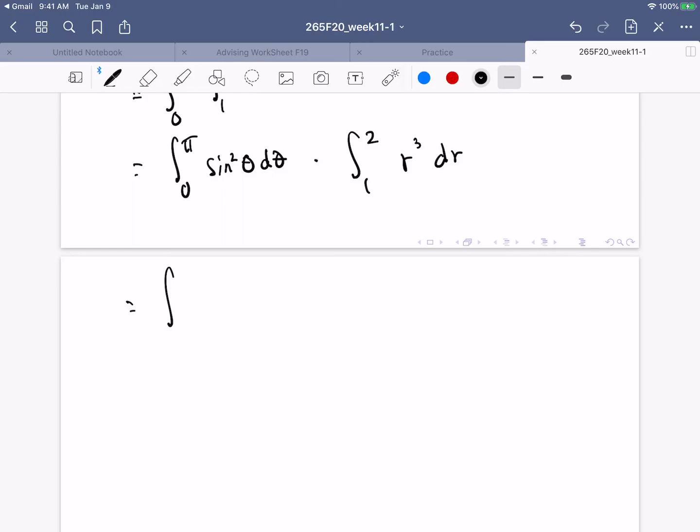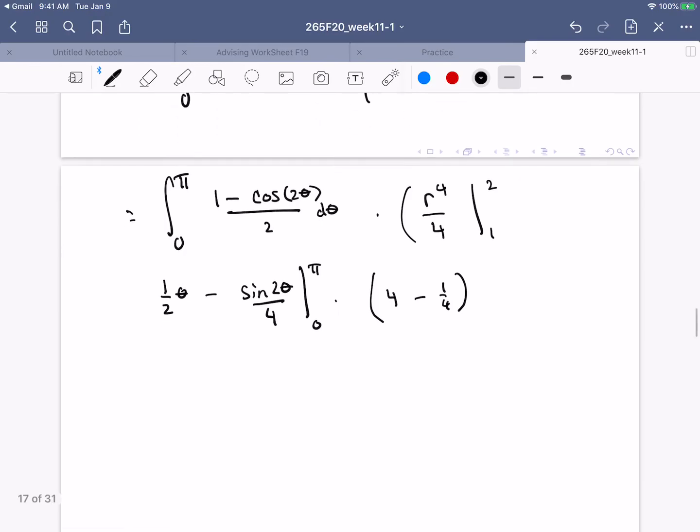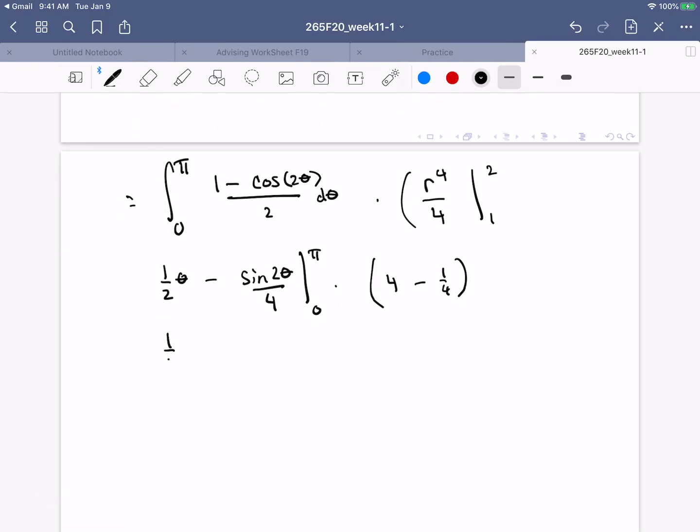In order to integrate sine squared, I'm going to change this to 1 minus cosine of 2 theta over 2, that half angle formula for sine, times, I'm going to go ahead and integrate r cubed. That's going to be r to the 4th over 4 from 1 to 2. This will be 1/2 theta minus the sine of 2 theta over 4, going from 0 to pi. This will be 16/4 or 4 minus 1/4. So this will be 1/2 pi.